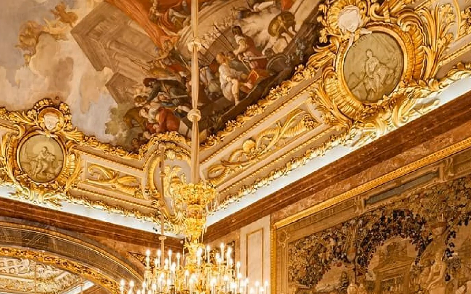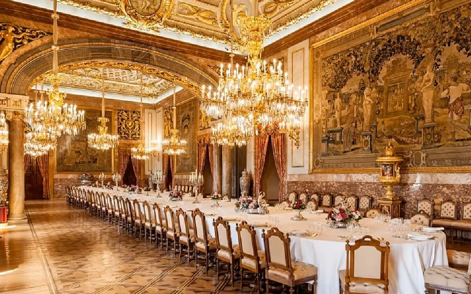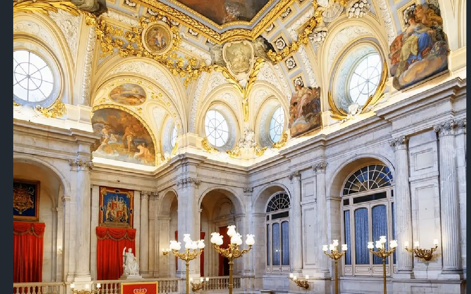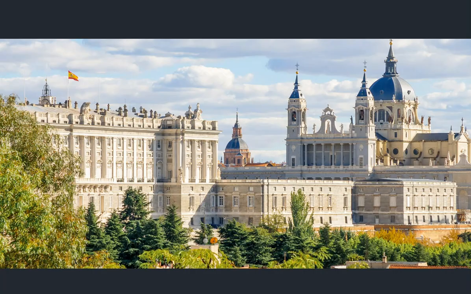Even the depictions are showing these old world structures. Absolutely breathtaking. Old world. And there's a modern look at the Royal Palace and the Cathedral.